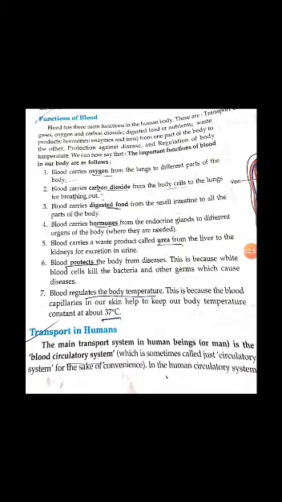Now how is the transport system in humans? The main transport system in humans is the blood circulatory system. You can also say the circulatory system, because we know that the blood helps in the transportation. The blood circulatory system has the main organs, that is the heart, which pumps and receives the blood, and the blood vessels through which the blood flows in the body. These blood vessels are of three types, that is the arteries, veins and the capillaries. All three have different functions.